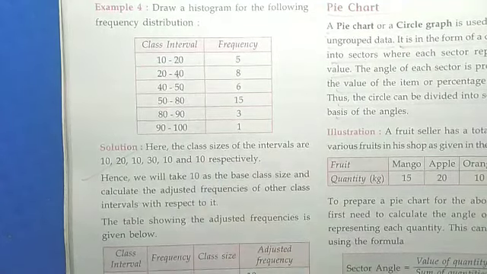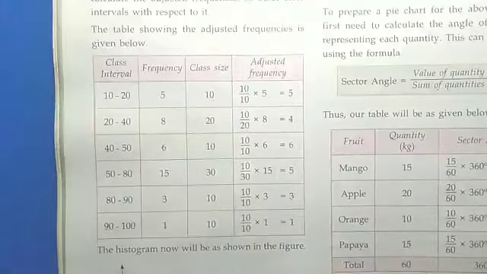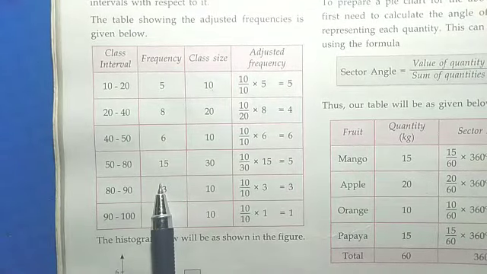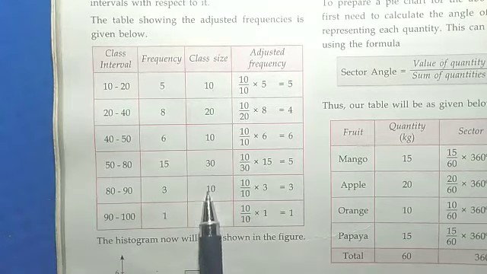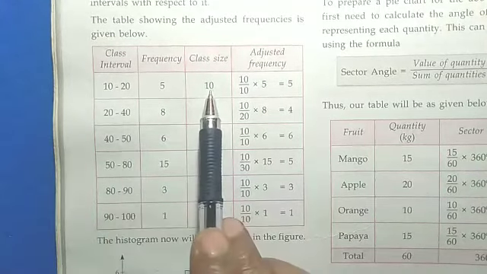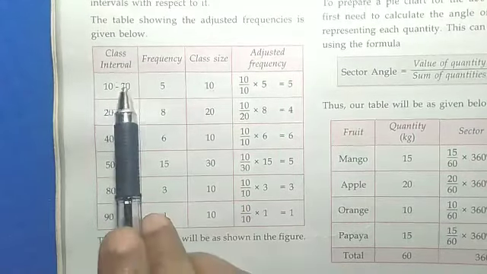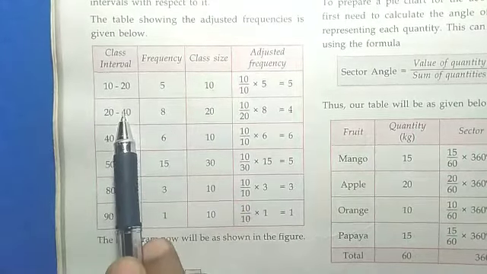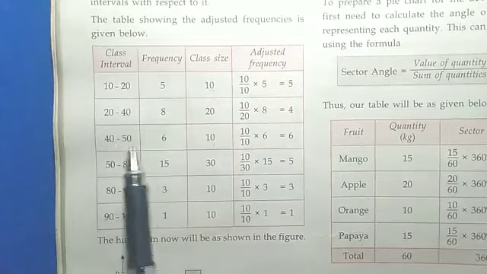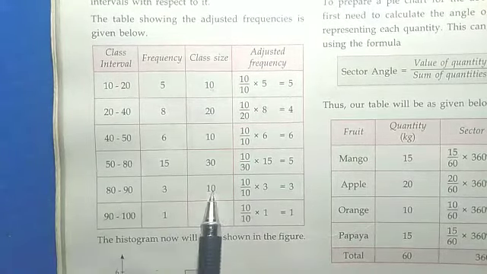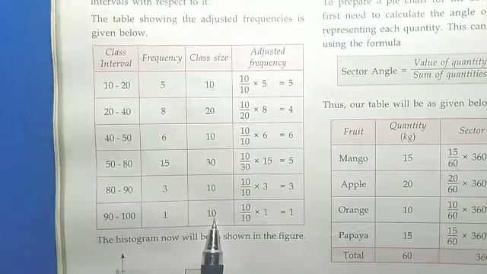So in this case, we have to draw a table first. In the first column we will write class interval, then frequency, which will be there in the question. In the third column we will write class size. What is the formula? Upper limit minus lower limit. 20 minus 10, 10. 40 minus 20, 20. 50 minus 40, 10. 80 minus 50, 30. 90 minus 80, 10. 100 minus 90, 10.